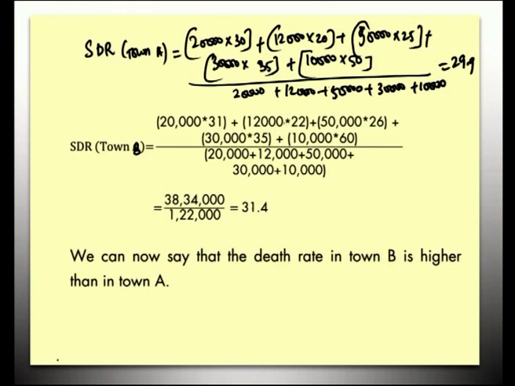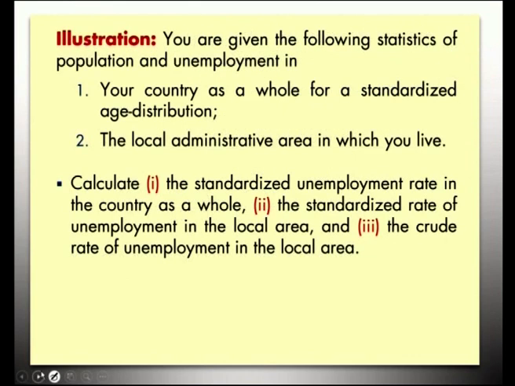We can now say that the death rate in town B, because this is 31.4 whereas here it is 29.9, is higher than in town A. The next illustration is with respect to finding the standardized death rate with respect to employment.